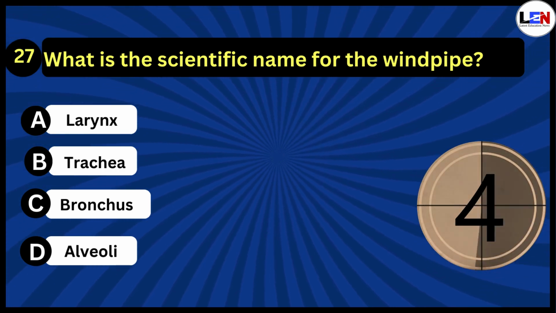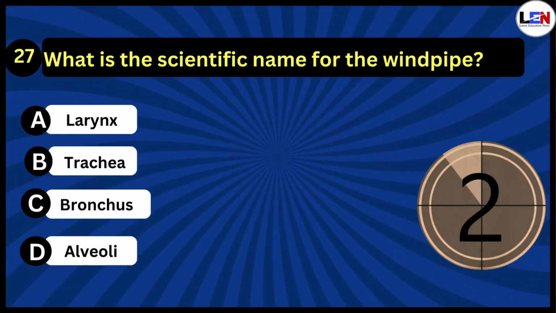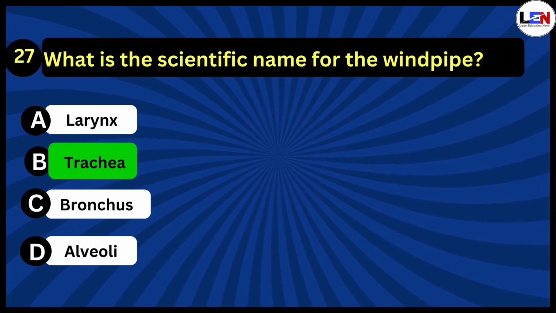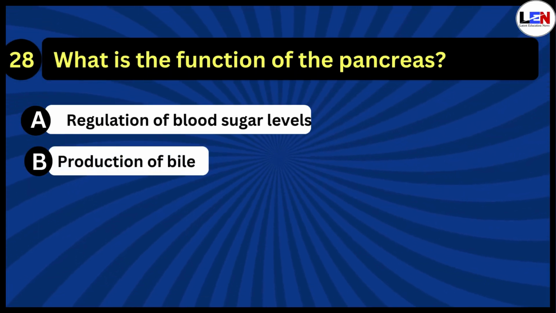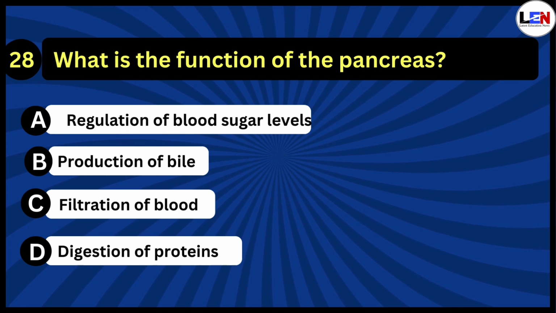Which of the following is not a type of bone in the human body? A. Long bone. B. Short bone. C. Flat bone. D. Round bone. The correct answer is option D. Round bone.